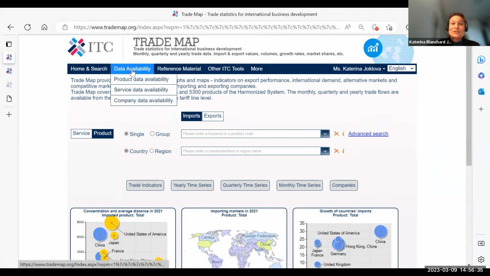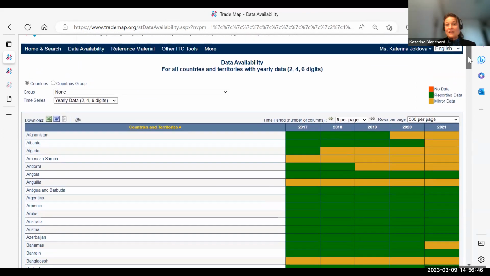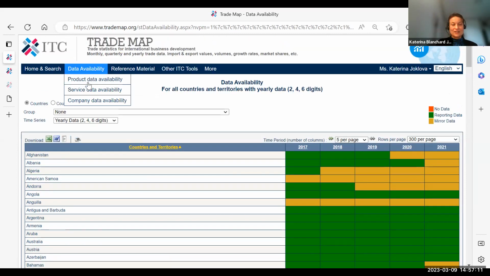We have the section on data availability. That is very important. If you click here, you can check whether the data is available for the country you're interested in. If we see the red square, it means that data is not available. If we see the green rectangle, the country is reporting the data. If we see the yellow one or the orange one, that means that we use the mirror data. You can also check this for the quarterly and monthly data, and the same for the trading services data and the company data. So this is really important.